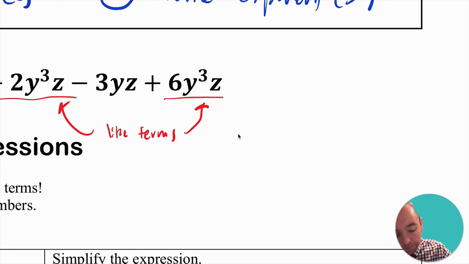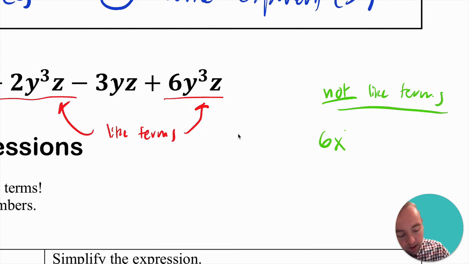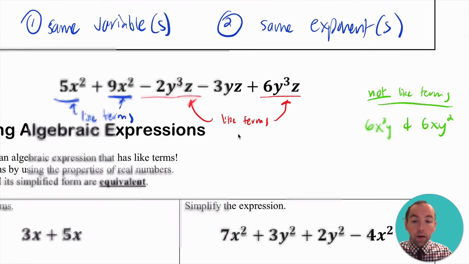So it's important that you understand that these would not be like terms. If you had, let's say, 6x squared y and 6xy squared, although they have the same variables involved, the exponents don't correspond to the same variables, and so those are not going to be like terms that we can use to simplify expressions.